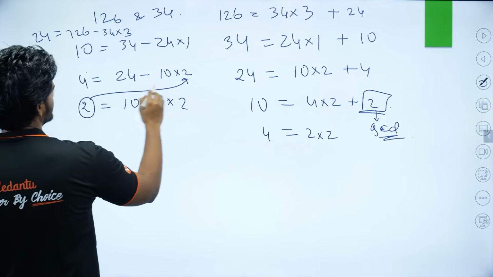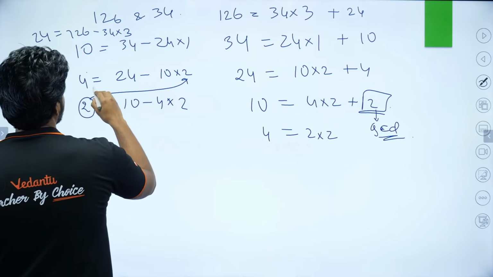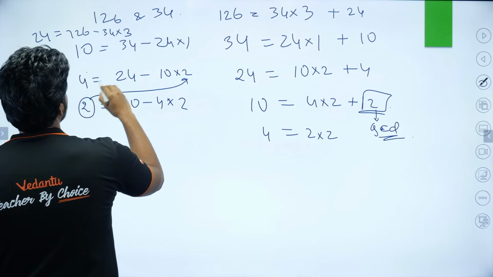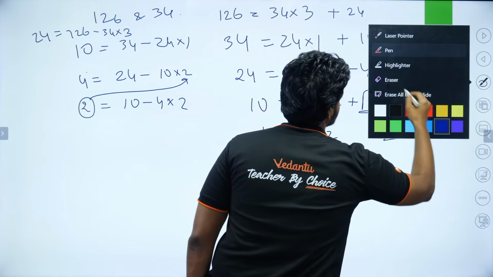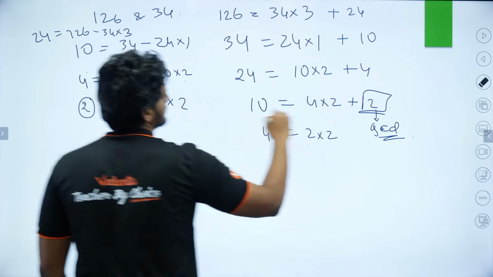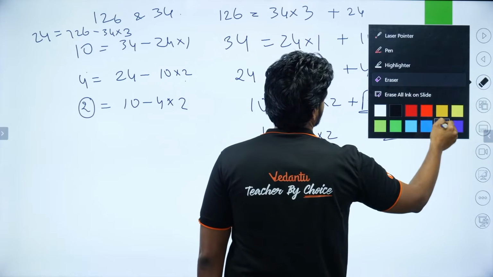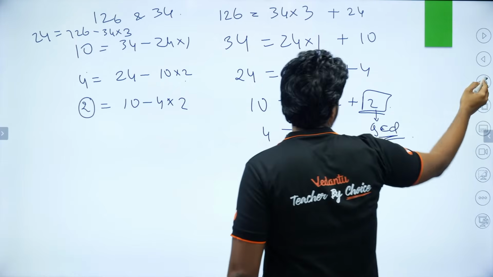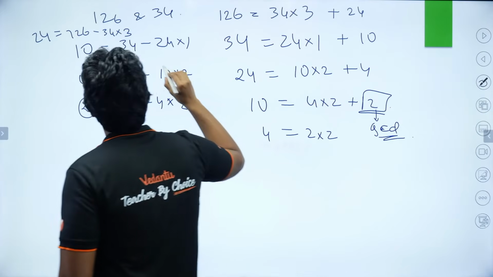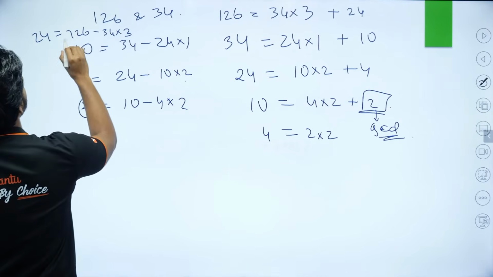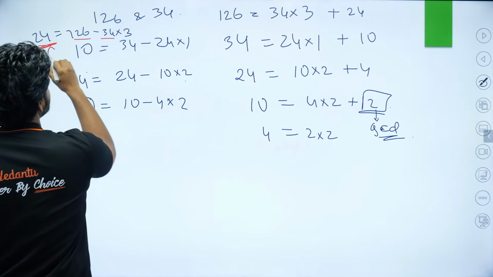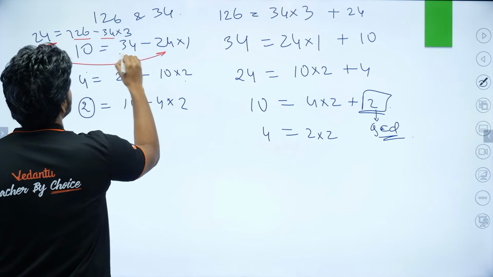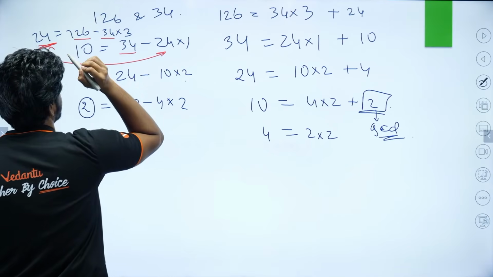So substitute the value of this 2 here. No, I'm talking about it in the reverse direction. So I'll change the color. So you have 24 in terms of 126 and 34. So you put that value of 24 here. So you'll get it in terms of 34 and 126.